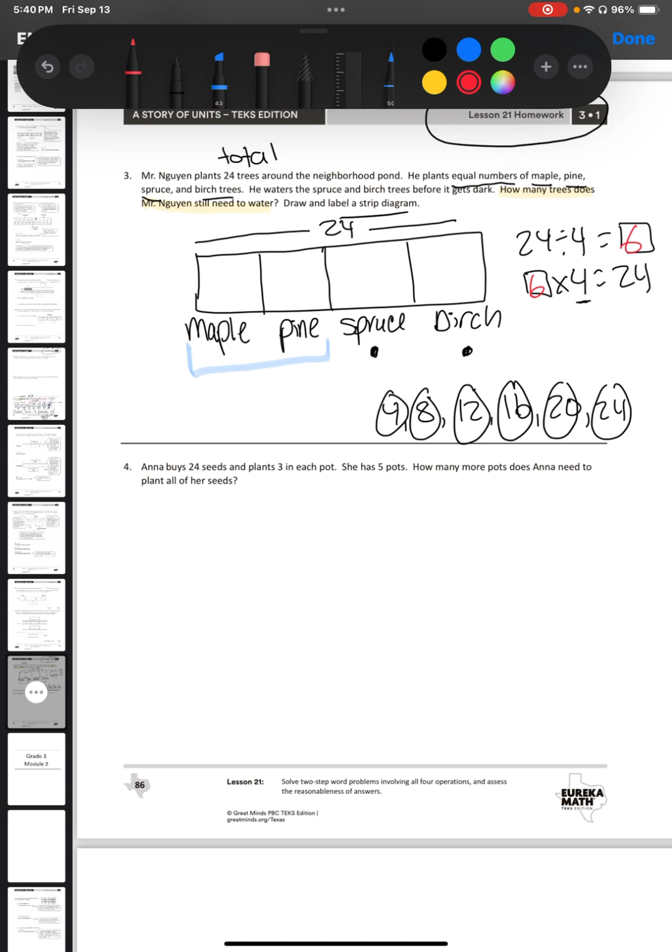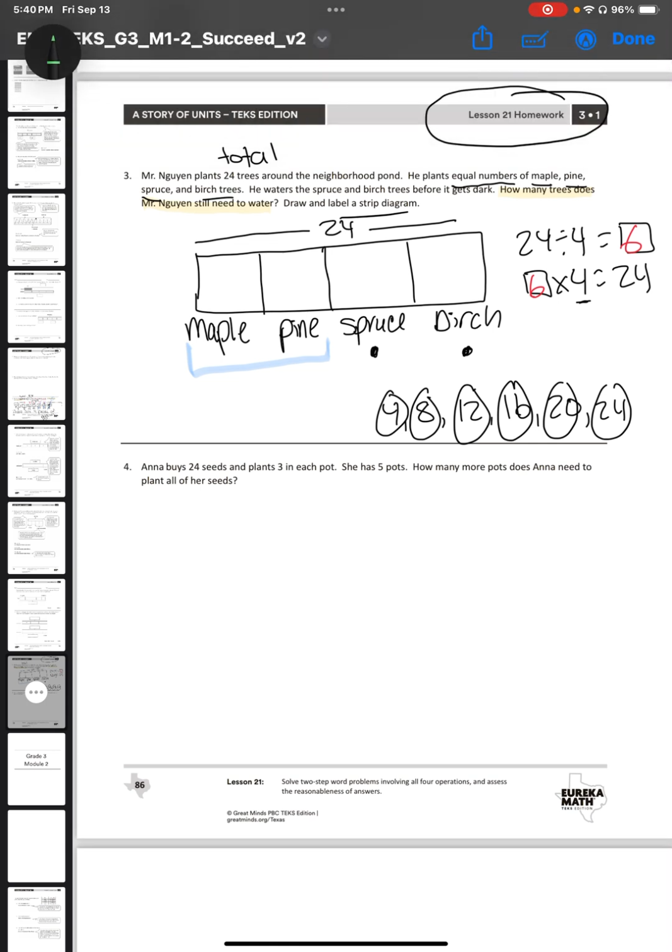If you're not comfortable with that method, another thing you can do is use a picture. And the picture that I would use would involve the strip diagram that I've already created. You could go through and put a mark in each section very methodically, that means very calmly and evenly, with a purpose, until you get to 24. And then you can count how many are in each group.